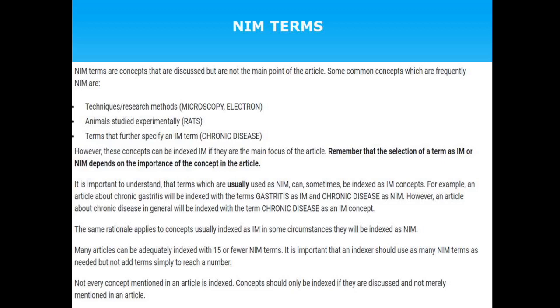For an example, the article about chronic gastritis will be indexed with the terms gastritis as an IM and chronic disease as an NIM. That's true actually. Gastritis is the important point here. Chronic disease is the minor point. However, an article about chronic disease in general will be indexed with the term chronic disease as a concept. That will be an IM, right? So see the specificity and see the concept, the point which the keyword is representing. Based on that, you assign the parameter whether it should be IM or NIM.